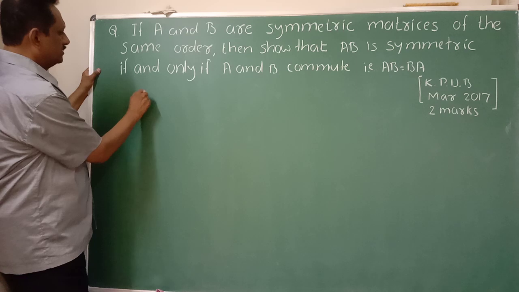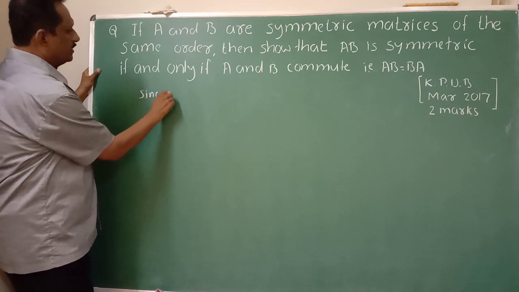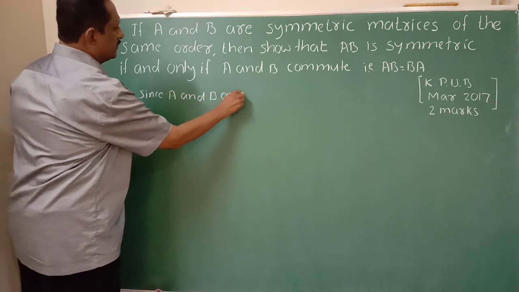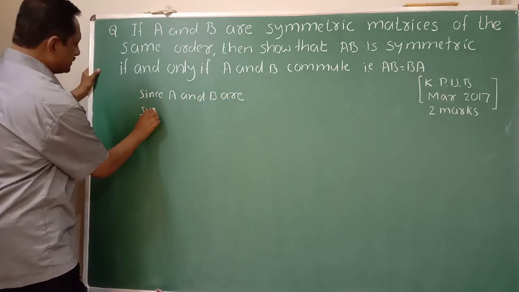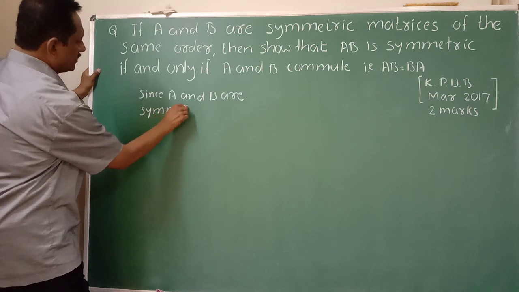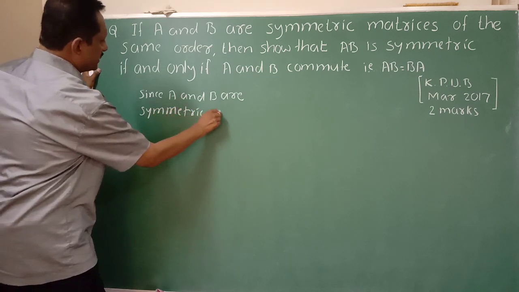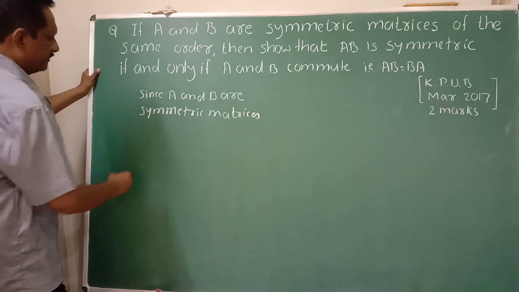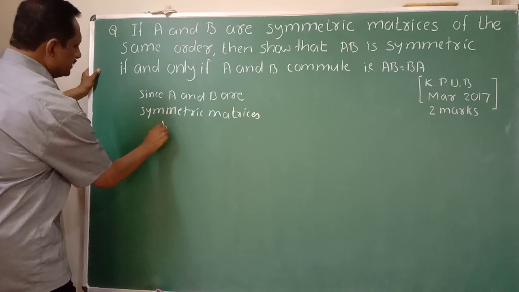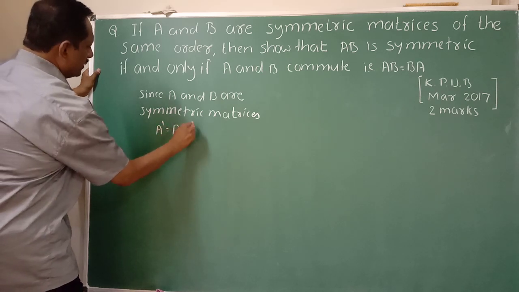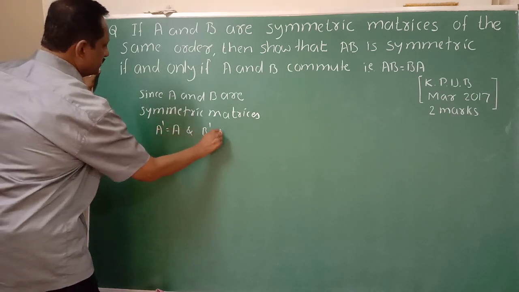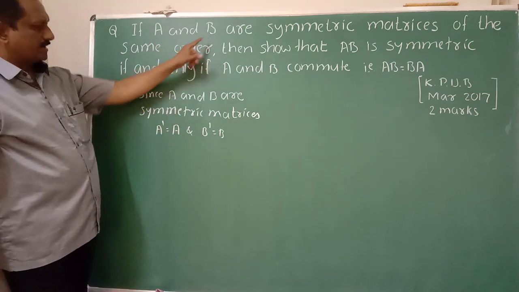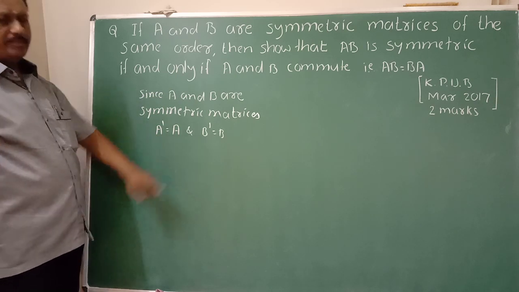So consider first that it is a symmetric matrix here. Since A and B are symmetric matrices, by definition A dash is equal to A and B dash is equal to B. They are already given here as symmetric matrices, hence A dash equal to A and B dash equal to B.